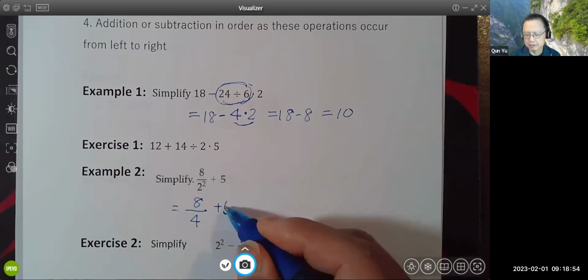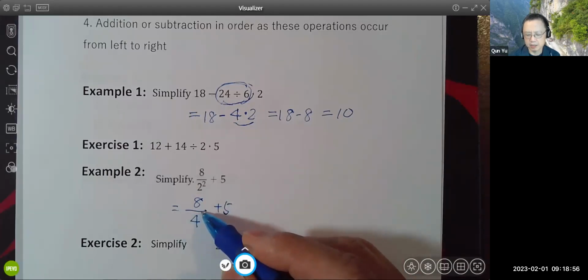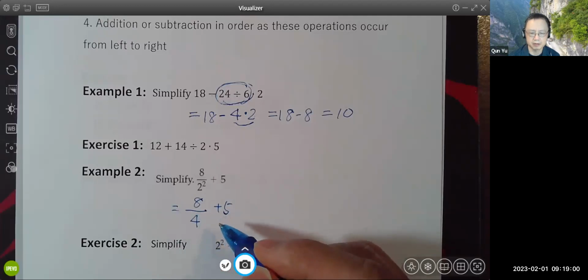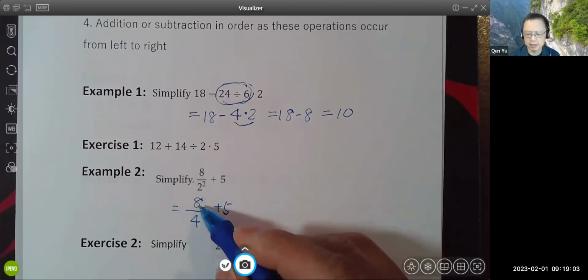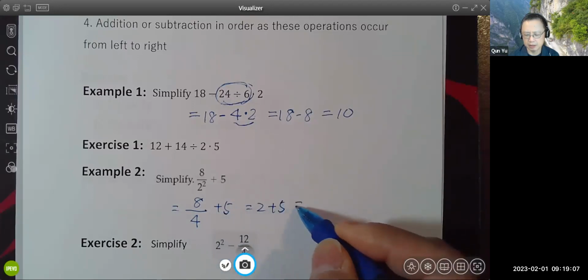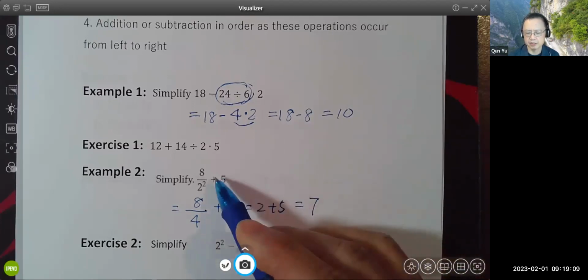Plus 5. So we have division here, as I mentioned a moment ago. This bar is also called the division bar. So we're going to do division. 8 divided by 4, that's 2. So 2 plus 5, the answer is 7. The final answer is 7.